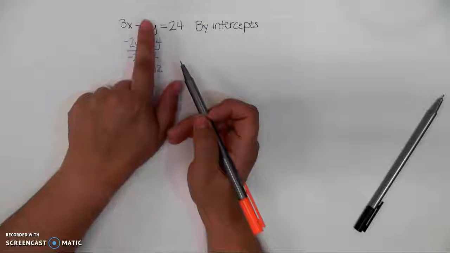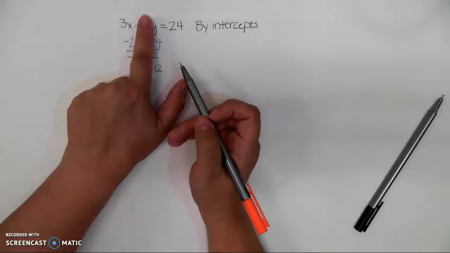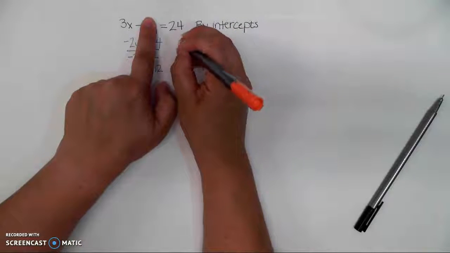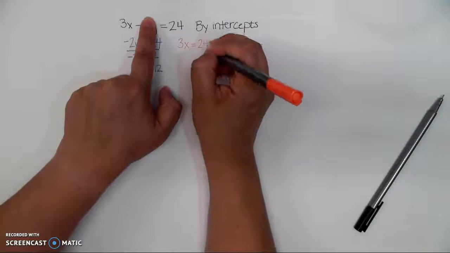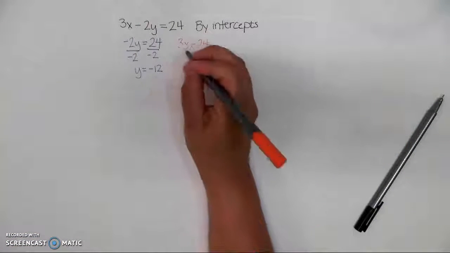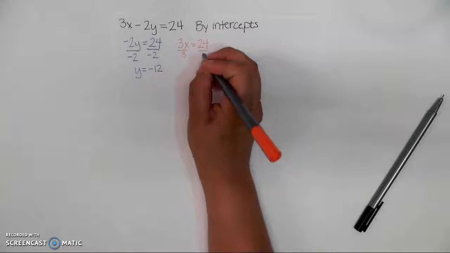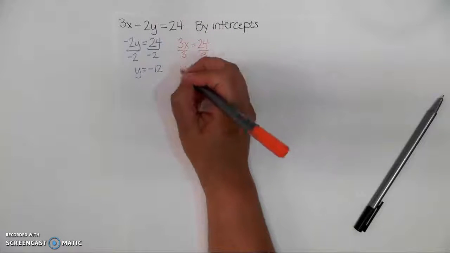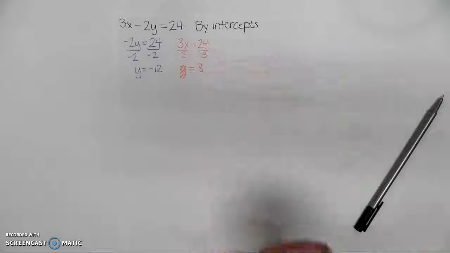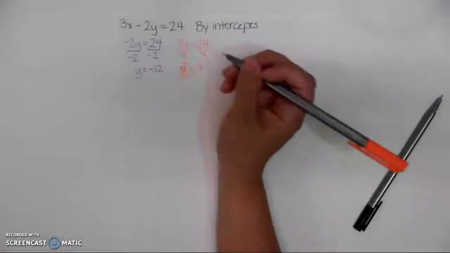So if y equals 0, that means this whole thing goes away. And I'm left with 3x equals 24. To solve that equation, I divide by 3 on both sides. So x equals 8.